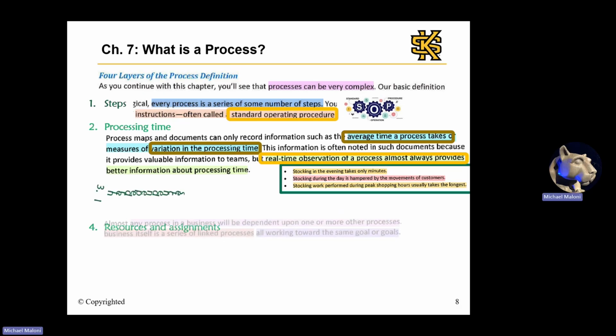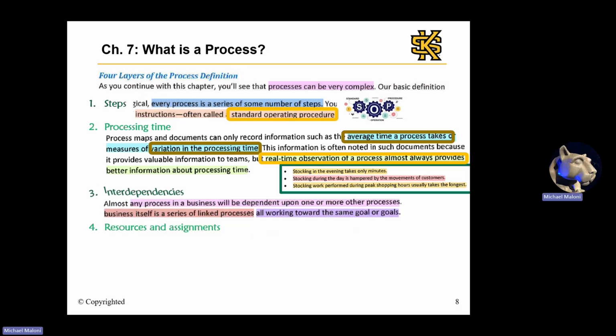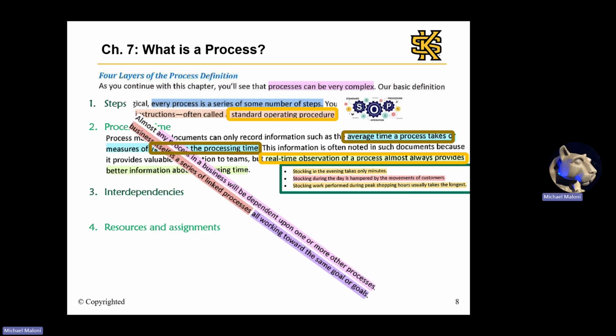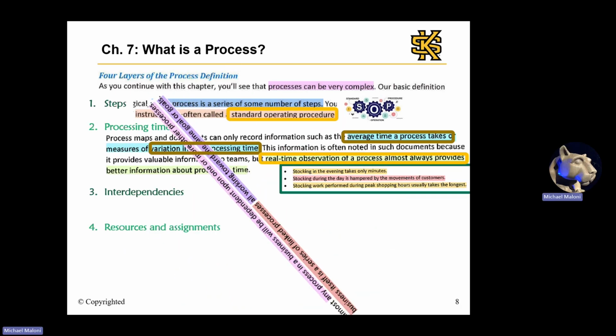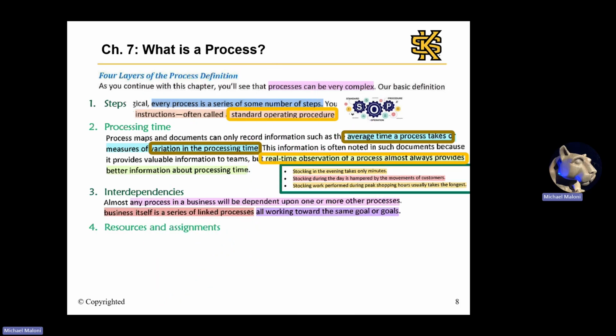And number three is interdependencies. Almost all processes are interlinked. At a minimum, all processes support the organization. Additionally, the outputs of one process typically become the inputs or perhaps a resource of another process. So fixing one process will likely involve understanding other processes.